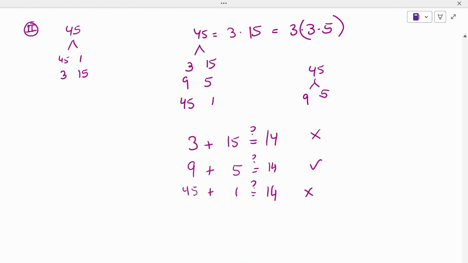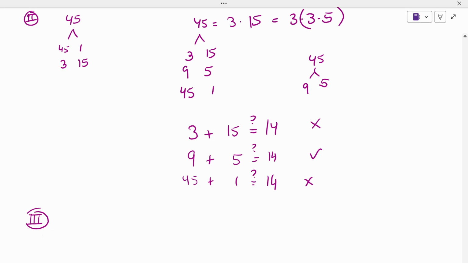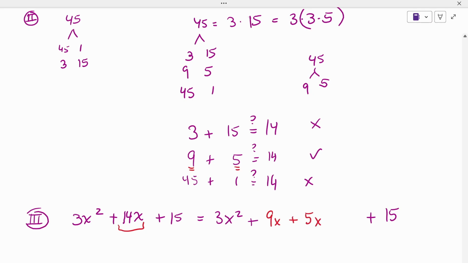Now, what we do with this information, now that we found that 9 plus 5 is equal to 14, is this tells us that 3x squared plus 14x plus 15 is equal to 3x squared, and you'll note that 3x squared doesn't change. You'll note that the last term, 15, doesn't change. All we're doing is breaking open this 14x and rewriting it as the sum of two smaller terms so that we get the factor by grouping setup that we like so much.